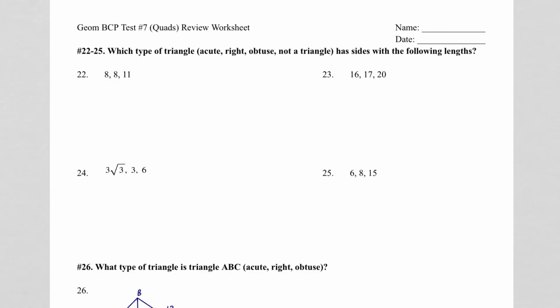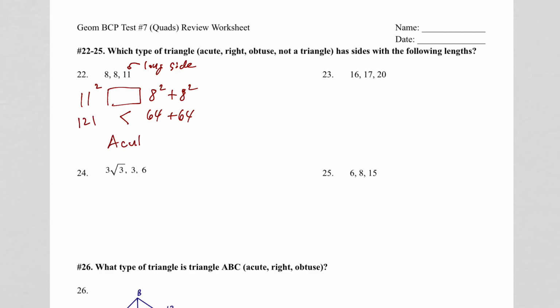Okay, the first thing you want to do is identify the long side. That's obvious. And then make sure the two sides add up to more than this. 16 is more than this. So this is a triangle. And then to find out what type of triangle, we'll go 11 squared. 8 squared plus 8 squared is 121. 64 plus 64, that's 128. So this is less than. Because it's less than, this is an acute triangle.